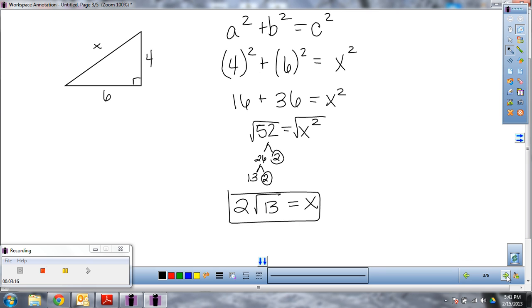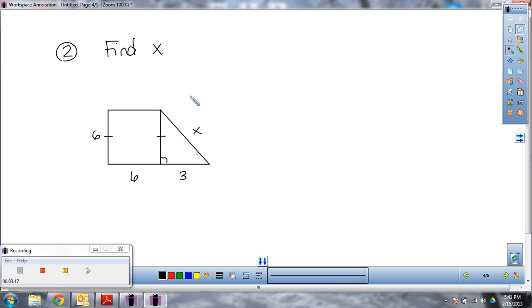The next example, still using a diagram to find the unknown value. Now this one, we have to use some other information to find the value. We notice that we have a right triangle, and again, we're looking for that hypotenuse, so we can use the formula a squared plus b squared equals c squared. I have a leg, which is 3, so 3 squared plus, and then my other leg.